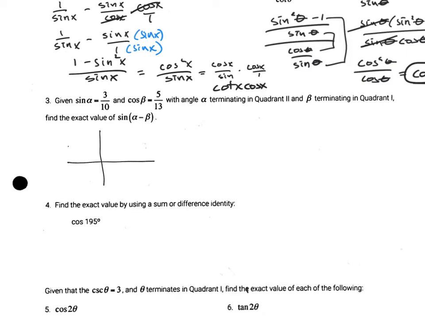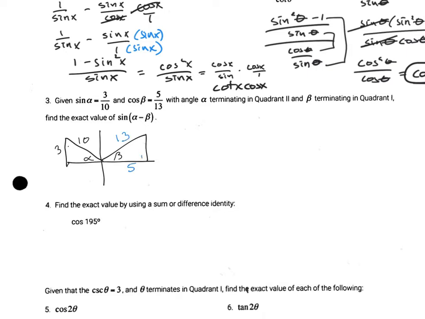I'm going to draw the triangles over here. We have one in quadrant 2 and one in quadrant 1. So alpha is in quadrant 2, beta is in quadrant 1. Alpha gives you the sine, so the sine is opposite over hypotenuse. And beta gives you cosine, which is adjacent over hypotenuse.